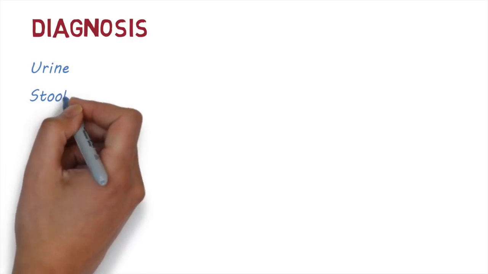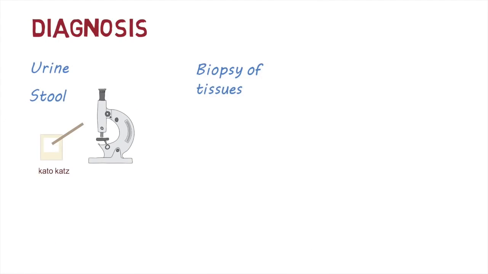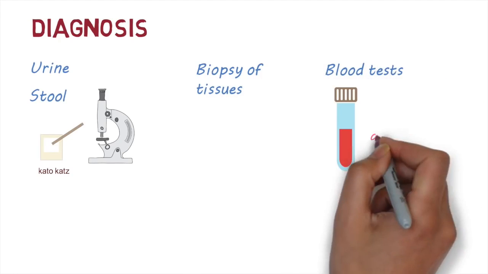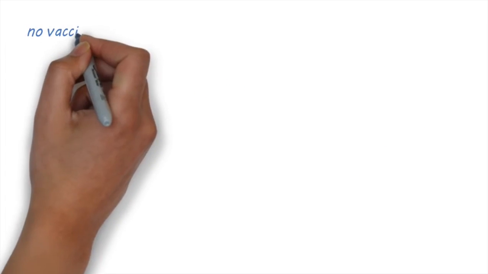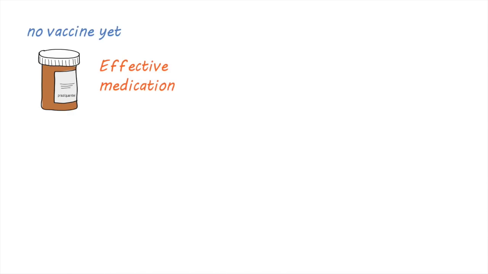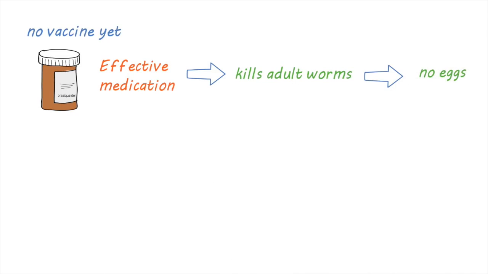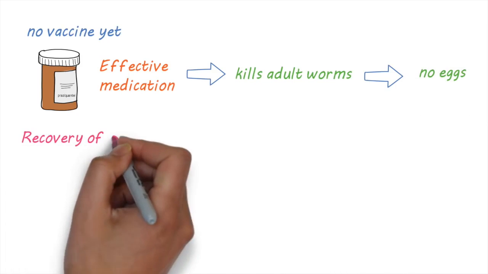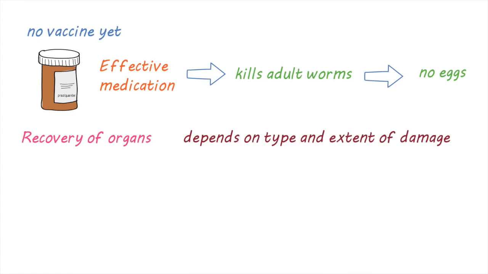How is the disease diagnosed? Well, the disease can be diagnosed from the urine and stool using special techniques, or by biopsy of tissues and examining it under the microscope. There are blood tests that can look for antibodies against the parasite. There is no vaccine against schistosomiasis yet, but there is effective medication to treat the disease. They usually work by killing the adult worms, which means that the eggs are no longer produced. Recovery of the affected organs depends on the type and extent of the damage that has already taken place.